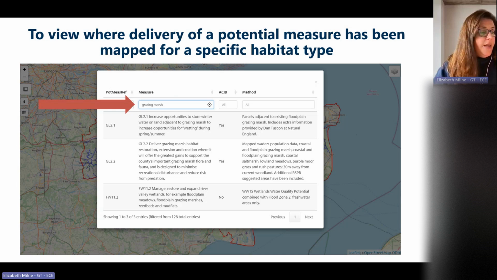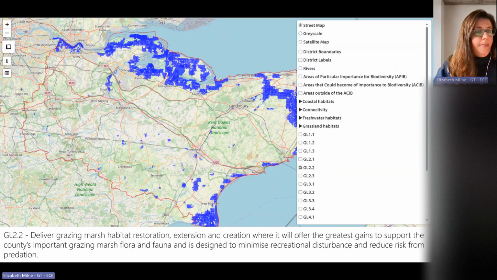habitat type. So in this case, we have 3 different potential measures that relate to grazing marsh. So you would either note all of those numbers down or just note the number down of the particular measure you're interested in. So those are the 3 that have been identified. And then you go back to the map viewer.